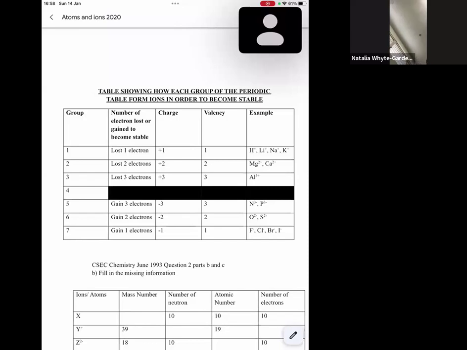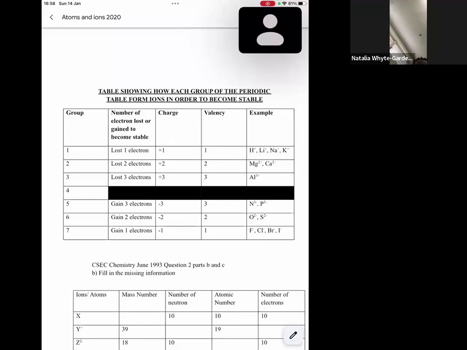Elements in group 3 lose 3 electrons, so their charge is 3+. So the valency is 3. An example is aluminum. Boron and beryllium are not in the table because they show a diagonal relationship, so we don't necessarily put them in this table. Those in group 4 don't know if they need to lose 4 or gain 4, so as a result, they do nothing. They don't form ions.